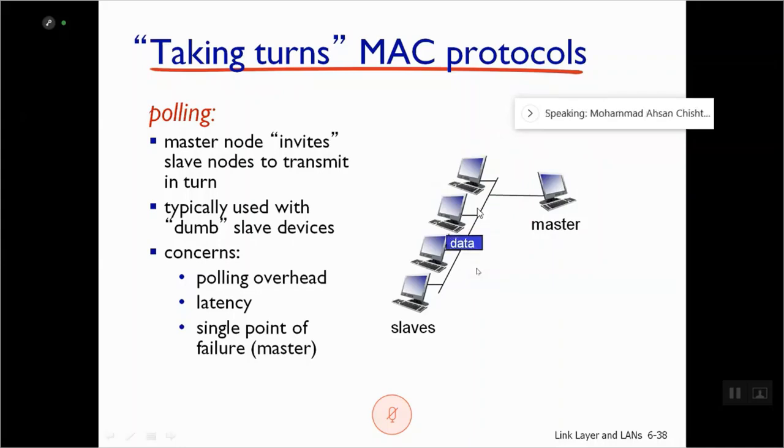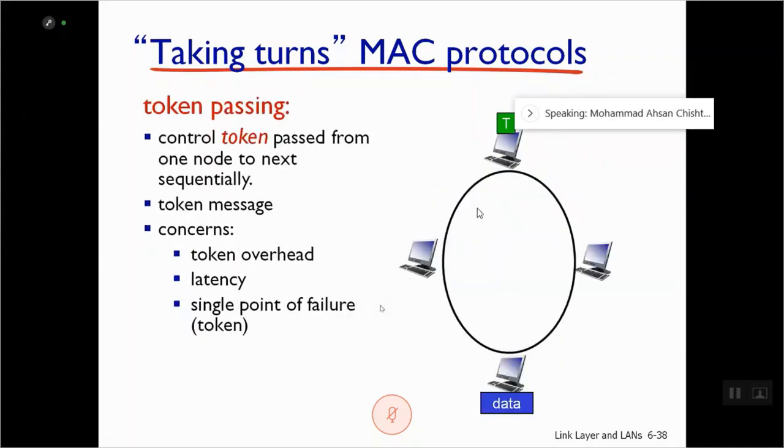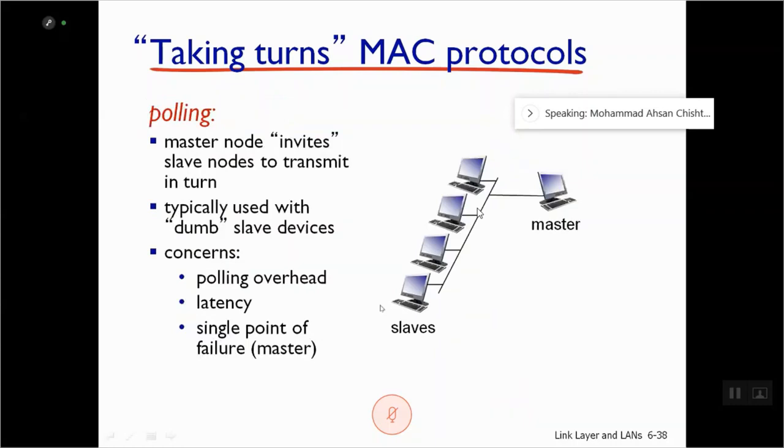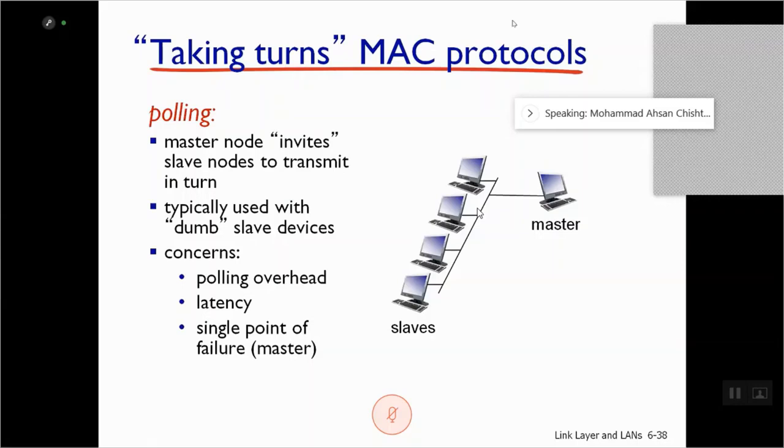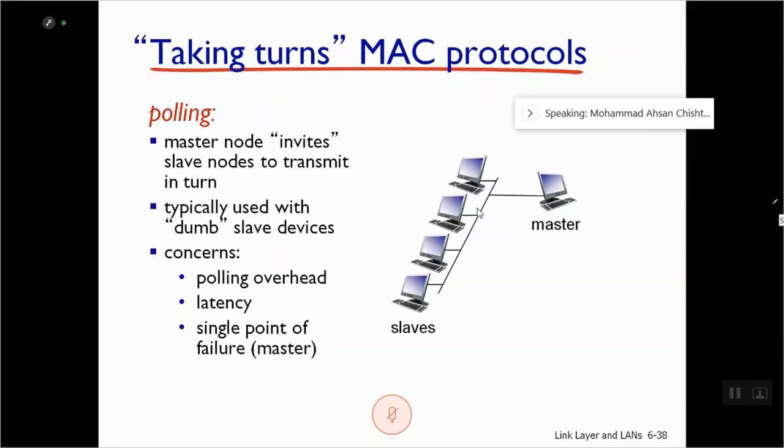So this is how polling actually happens. Now, one thing that was there: if the master node gives a chance to the third one to transmit 10 frames, but it had only 6 frames to send, the rest of the time is not wasted.